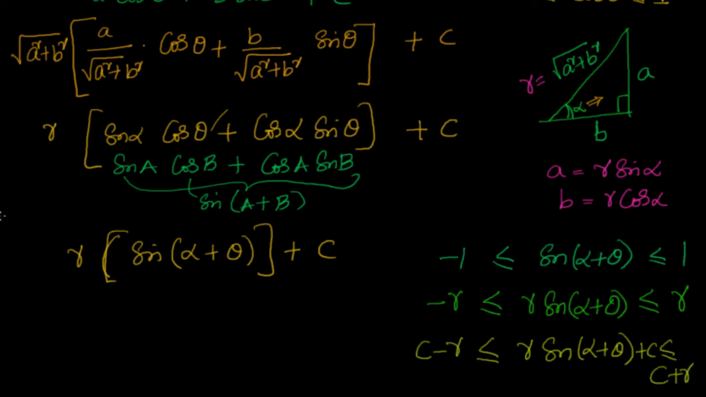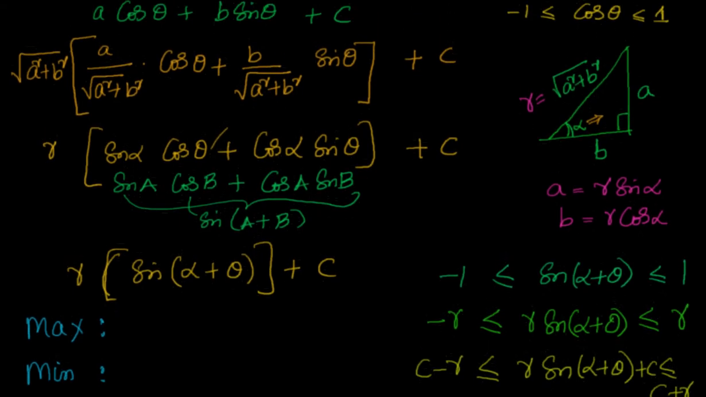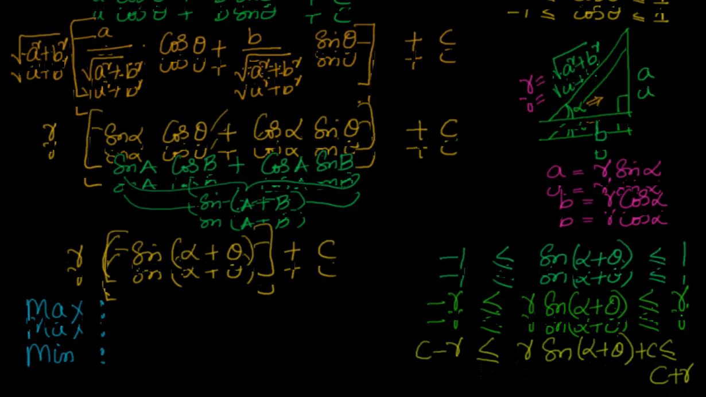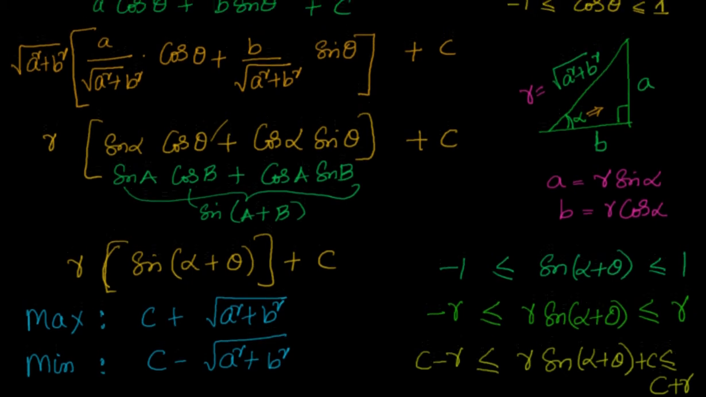So that gives me the maximum value and minimum value of any trigonometric expression of the form a cos theta plus b sin theta plus c. Maximum value is c plus square root of a square plus b square. Minimum value is c minus square root of a square plus b square. So that's how we can find out the value of a trigonometric expression. We'll do some simple examples.